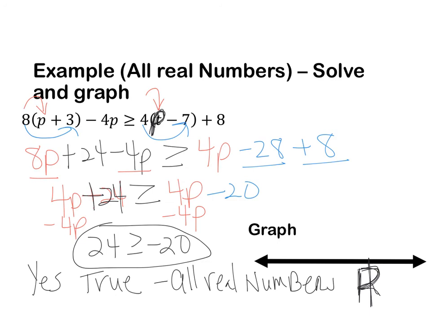Remember, the shaded area on the graph covers all the solutions for the inequality. So in this case, every number from arrow to arrow is a solution. So you shade the whole graph. And that's our review for solving inequalities.